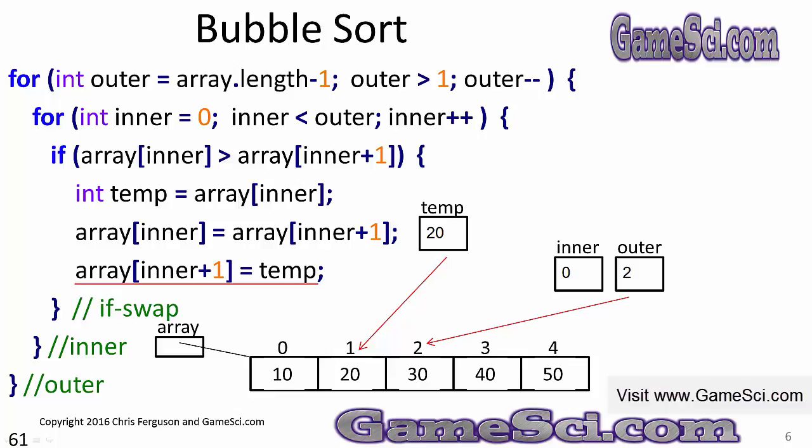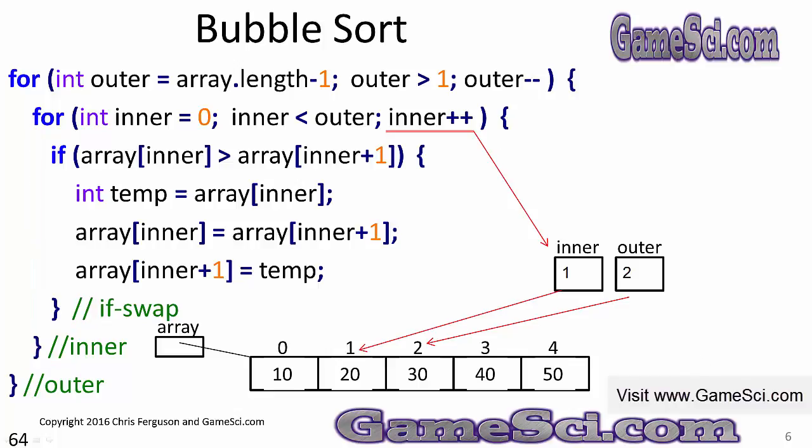We reach the end of the swap, which means the next line of code that executes is the end of the inner loop. The end of the inner loop takes us back up to the top of the inner loop. Inner plus plus goes to 1. 1 less than 2 is a true statement, so we're going inside and checking that if statement once again.